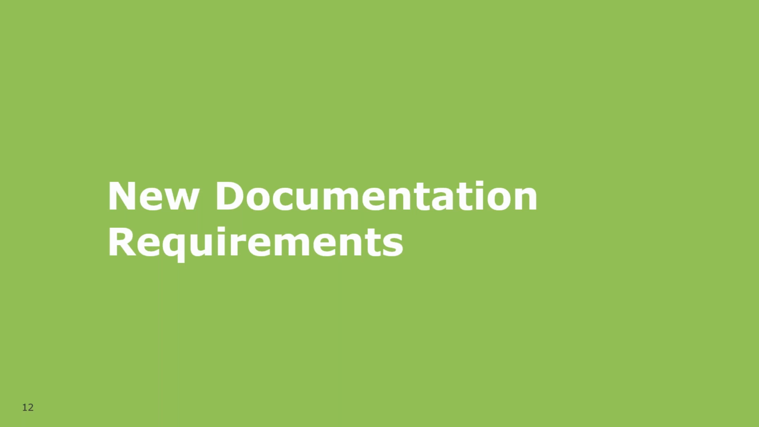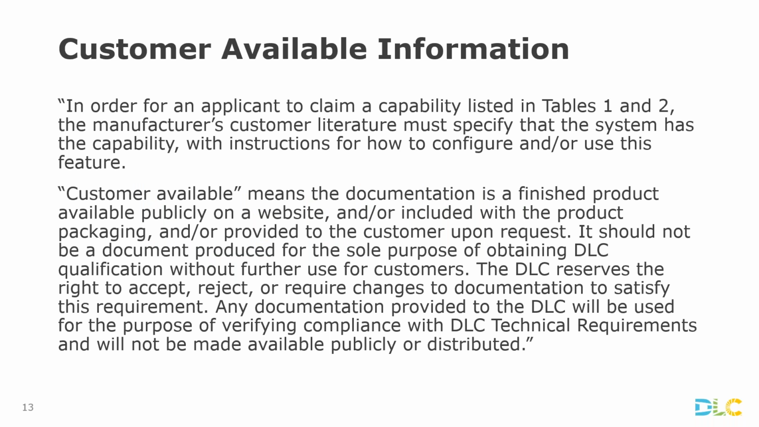The next topic is about new requirements for documentation. We've introduced a new requirement for customer available information. In order for an applicant to claim a capability listed in tables 1 and 2 that I showed above for interior and exterior systems, the manufacturer's customer literature must specify that the system has the capability, and also include instructions for how to configure and/or use this feature.